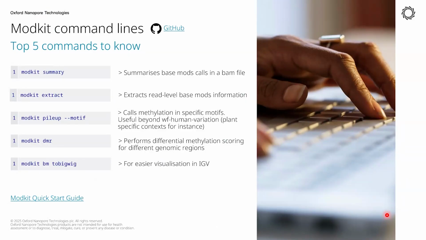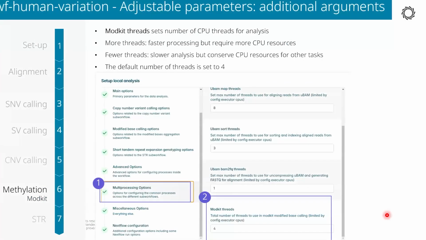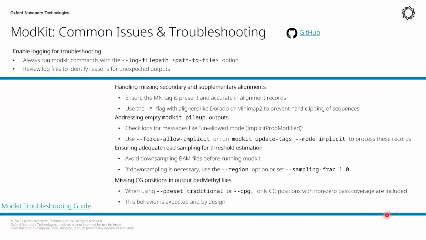Okay, so some of the main features that are probably most useful are the following. We have a ModKit summary. This will give you a global view of methylation in your sample, which may be useful if you have multiple sample types and you just want to get an overall view of methylation data in those samples, maybe see global increases or decreases of methylation.